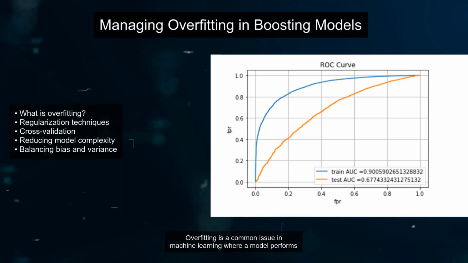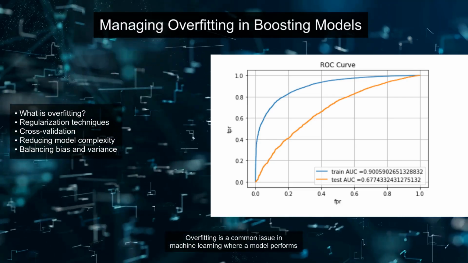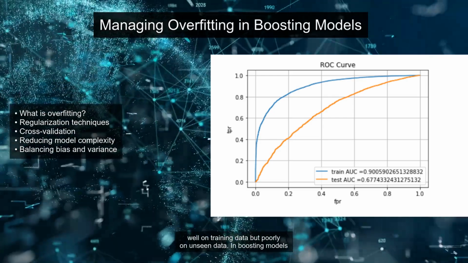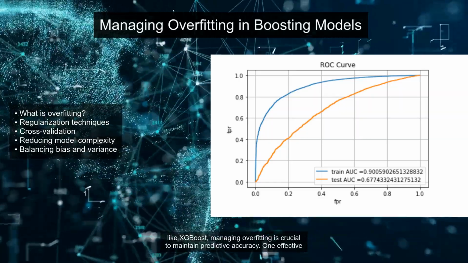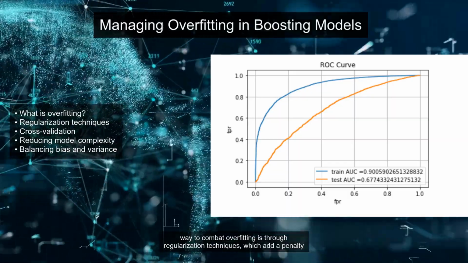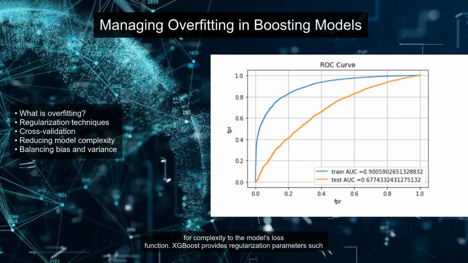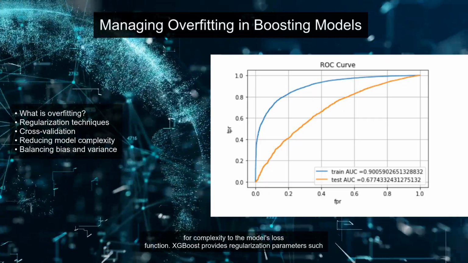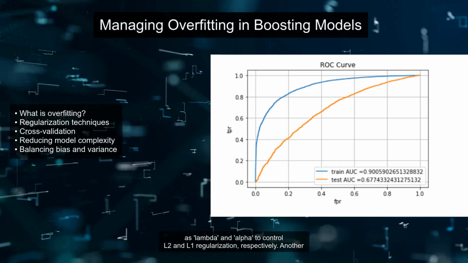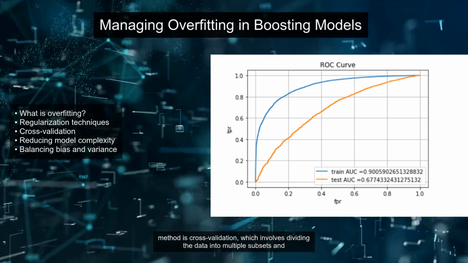Overfitting is a common issue in machine learning where a model performs well on training data but poorly on unseen data. In boosting models like XGBoost, managing overfitting is crucial to maintain predictive accuracy. One effective way to combat overfitting is through regularization techniques, which add a penalty for complexity to the model's loss function. XGBoost provides regularization parameters such as lambda and alpha to control L2 and L1 regularization, respectively.